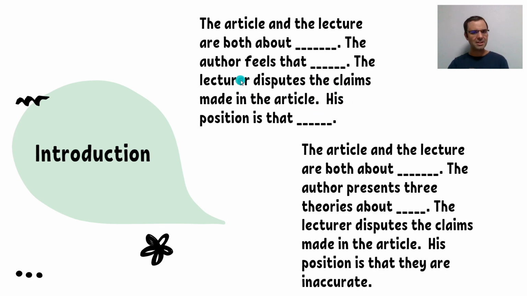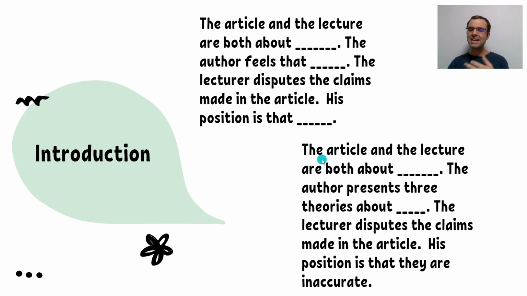And it's going to go something like this. The article and the lecture are both about Great Zimbabwe. The author feels that it was used as a royal palace. The lecturer disputes the claims made in the article. His position is that it was not used as a royal palace.